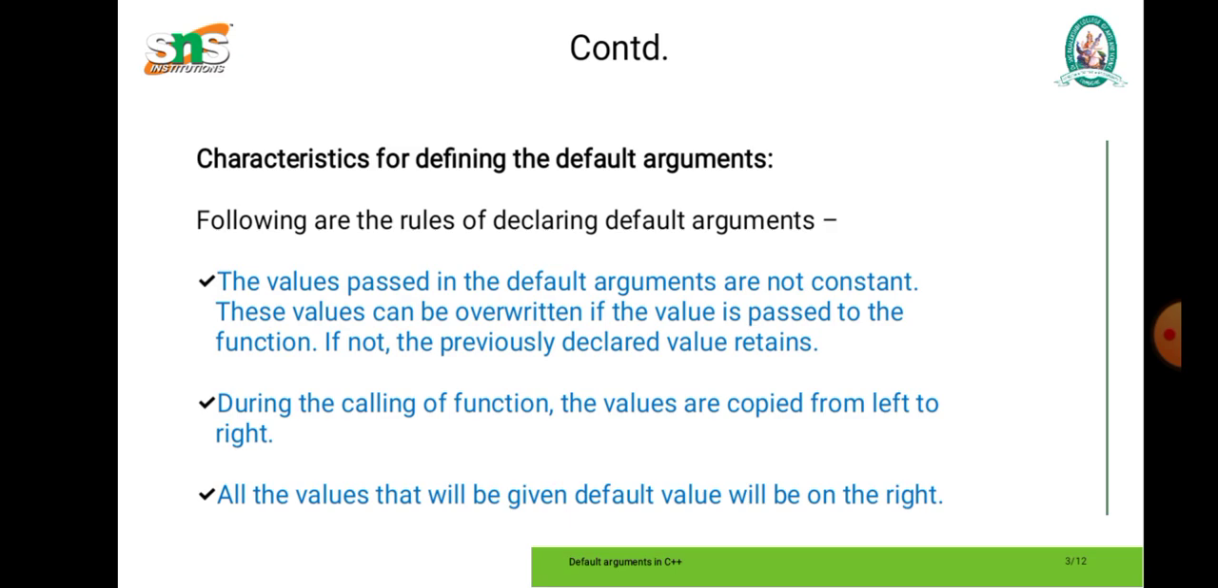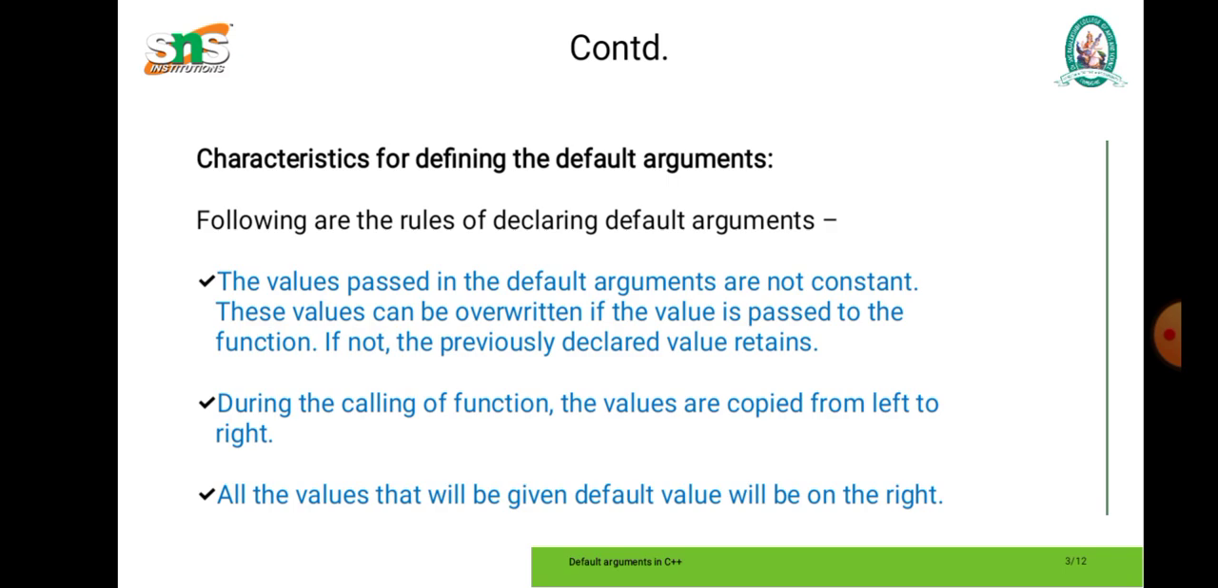Next are the characteristics for defining default arguments. If you are defining default arguments in your program, you have to follow some rules. The first rule is that the values passed in the default arguments are not constants. These values can be overwritten if a value is passed to the function. If not, the previously declared values are retained.